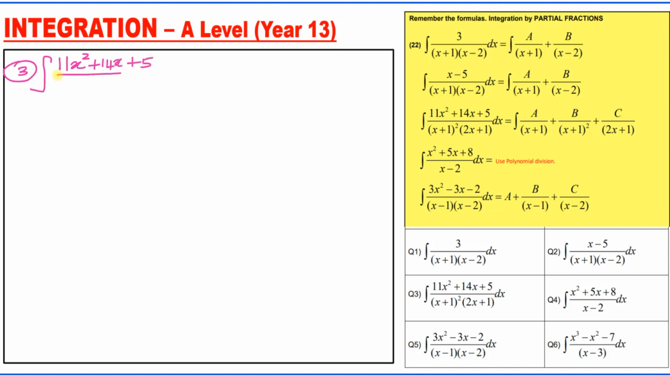11x squared plus 14x plus 5 over (x plus 1) whole thing squared times (2x plus 1), right? Now you need to find the answer for this one. Now I need to explain. Let me change the color.